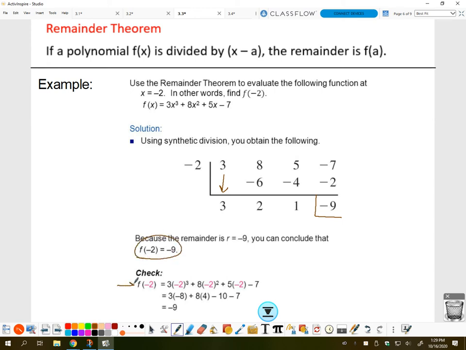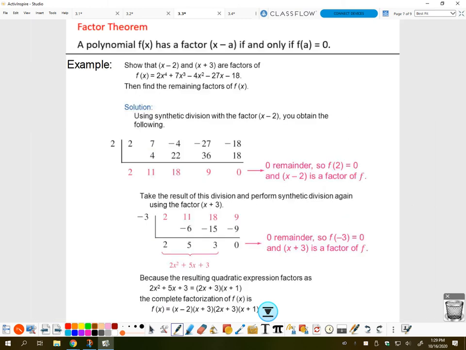If you want to check that, you can. You don't have to. But there's proof. All right, so that's the remainder theorem. Do synthetic division, remainder is the answer. All right, and the factor theorem is saying that if you divide and get a remainder of 0, then the thing you were dividing by is a factor. It goes in evenly. There's no leftovers, so that makes some sense.